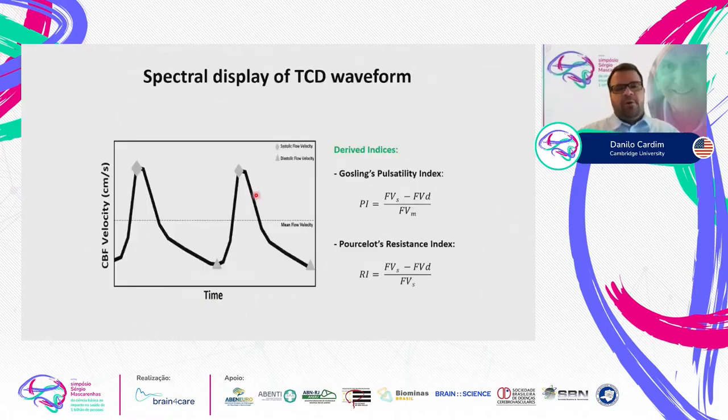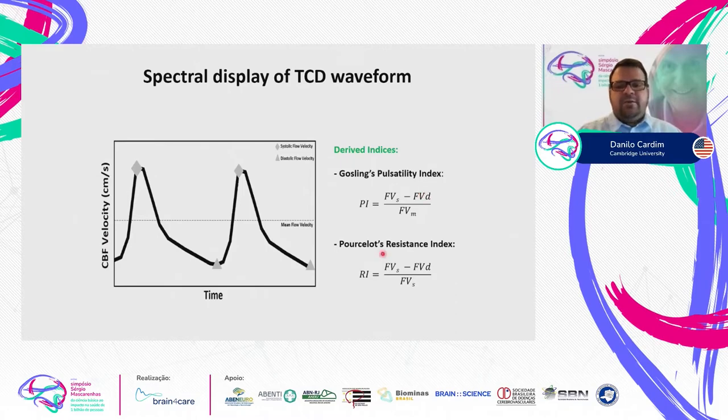And then from the transcranial Doppler signal, we can obtain the cerebral blood flow velocity waveform that basically mimics the arterial blood pressure, with systolic and diastolic peaks, from which we can obtain certain markers of cerebrovascular resistance in the brain. For example, the Gosling's pulsatility index, that is basically the difference between the systolic and diastolic peaks divided by the mean flow velocity in the brain.